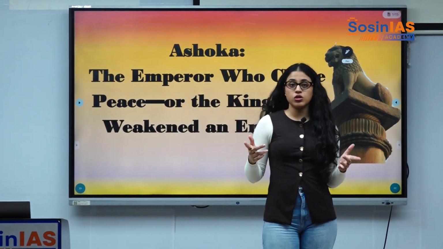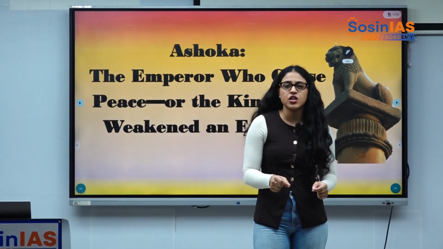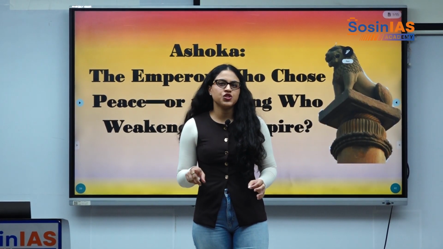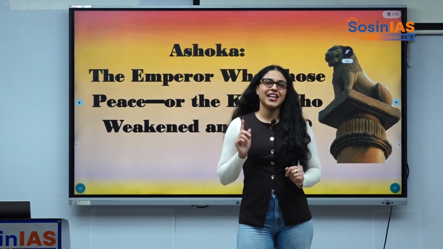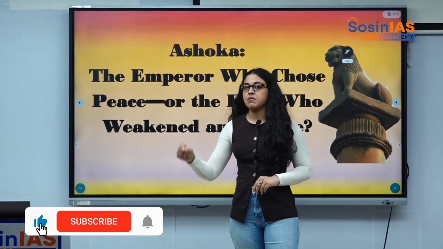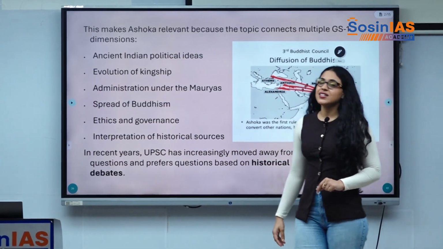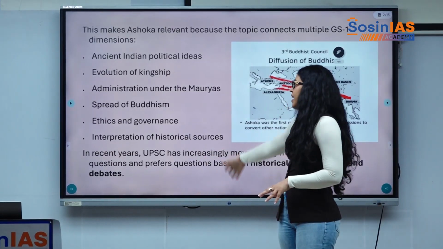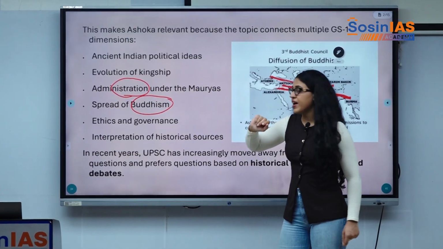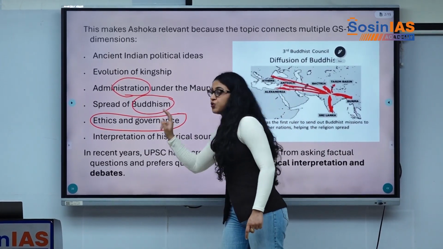Or another question, which is most important and relates to this one, is: did Ashoka's Dhamma, or his emphasis on peace and non-violence, lead to limitations of his political ambitions for the Mauryan Empire? That's where the Ashokan topic becomes very important, because it connects multiple dimensions in the GS1 paper. Like, it connects the evolution of kingship and the spread of Buddhism, the administrative part of the Mauryan Empire, the interpretation by multiple historians, and the ethics and governance part too.